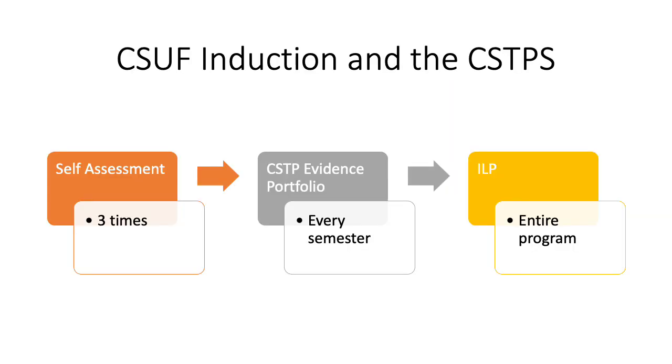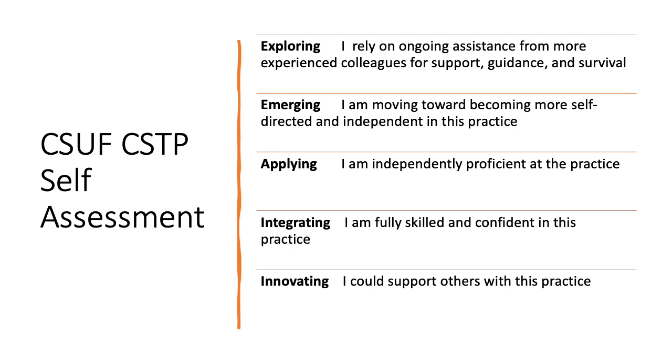At CSUF, all induction programs, in fact, the CSTPs are the backbone of all coursework. In our program, candidates start with a quick self-assessment. They revisit it mid-program and at the end. They document in a more concrete way how they are showing proficiency at the specific element level. The ILP, the Individualized Learning Plan, is grounded in an area of growth based on the CSTP self-assessment. Depending on the start date of your colleague in the program, they may have self-assessed using the levels emerging, exploring, applying, integrating, innovating with these brief descriptions.